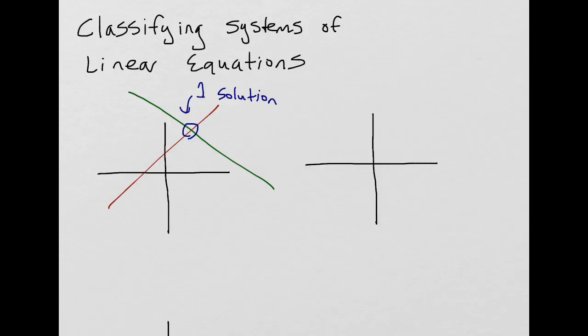And this type of system is called consistent, independent.